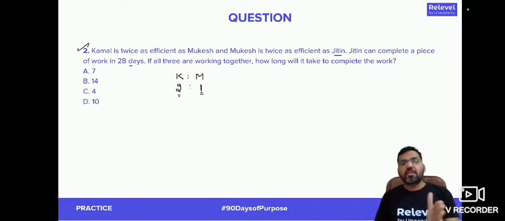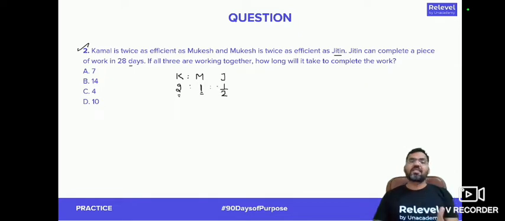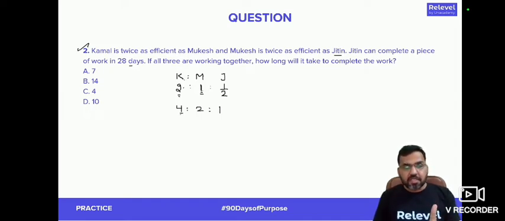Now Mukesh is twice as efficient as Jitin. That means Mukesh's efficiency is twice that of Jitin. So can I say Jitin's efficiency has to be of doing half a unit of the work? You can also take it in terms of number of chocolates. By the time Jitin eats half a chocolate, Mukesh eats one chocolate, Kamal eats two chocolates, right? Or you can also say it in terms of units. Kamal can do 2 units, Mukesh will do 1 unit, and Jitin will do half a unit, right? So this complete ratio can further now be taken as 4:2:1 by multiplying the whole value with 2. So by the time Kamal is eating 4 chocolates, Mukesh is eating 2 chocolates, Jitin is eating 1 chocolate.